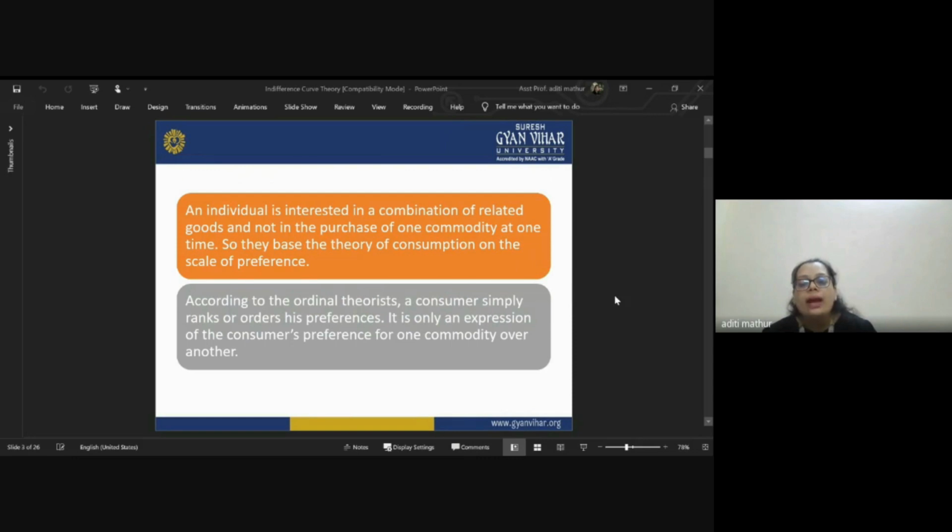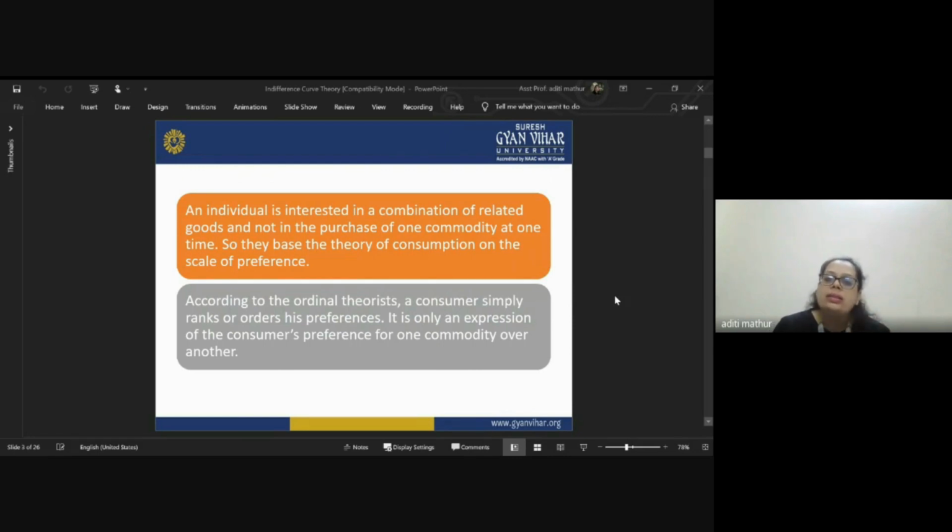So they based the theory of consumption on the scale of preferences. Hicks and Allen gave their theory on the basis of a scale of preference. They said that people will buy more than one product, but on the basis of the scale of preferences, right? How the scale of preferences is calculated, we will understand one by one. But the thing to remember is that Hicks and Allen said you cannot number the utilities or measure them. It is not possible. But their consumption theory is based on the scale of preferences.